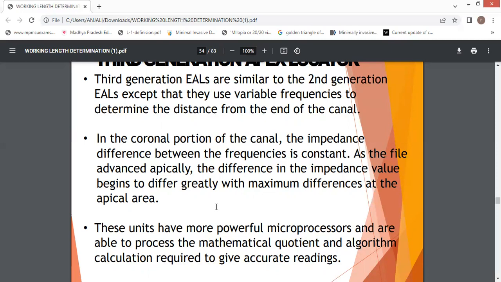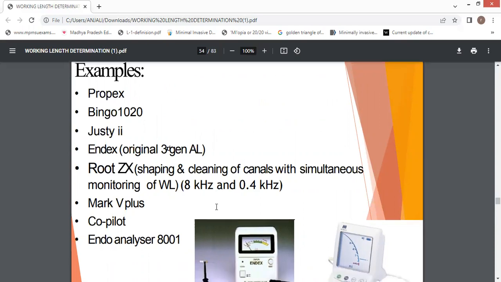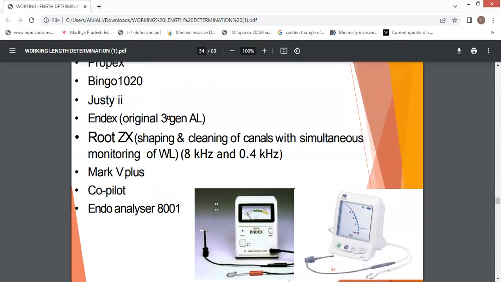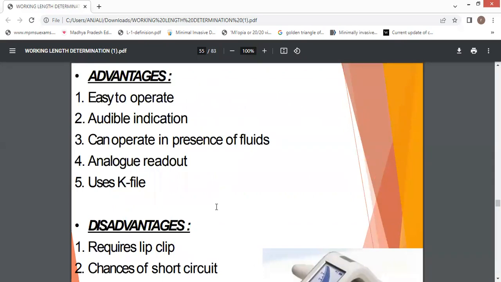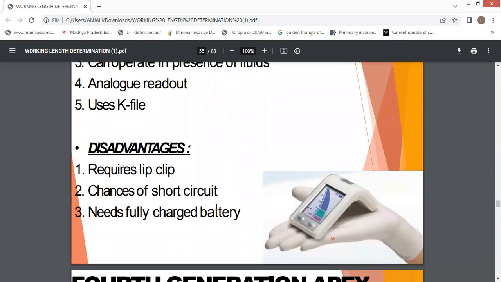The examples are Propex, Bingo 1020, Justy 2, Index, Root ZX, Mark V Plus, Copilot, Endo Analyzer 8001. Advantages are easy to operate, audible indication, can operate in the presence of fluids, analog readout, uses key file. Disadvantages are requires lip clip, chances of short circuit, needs fully charged battery.